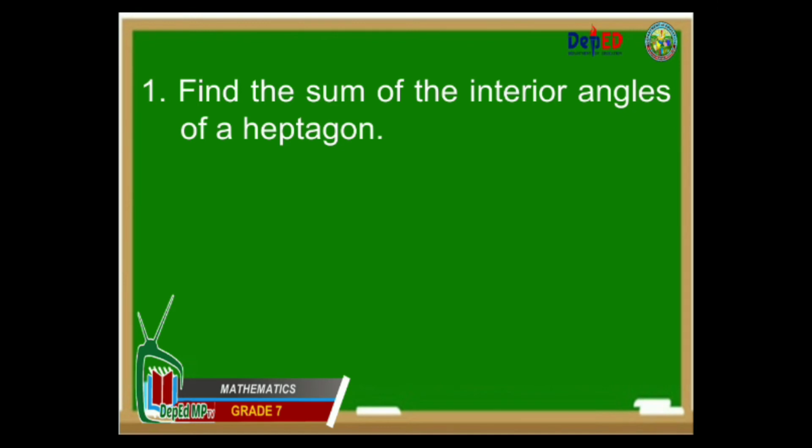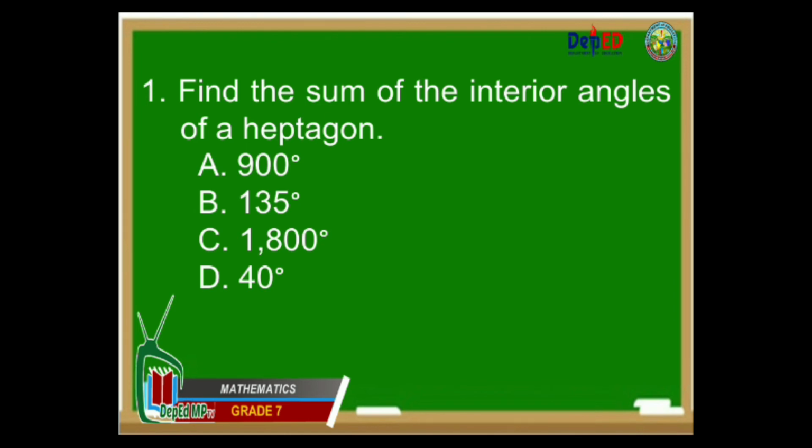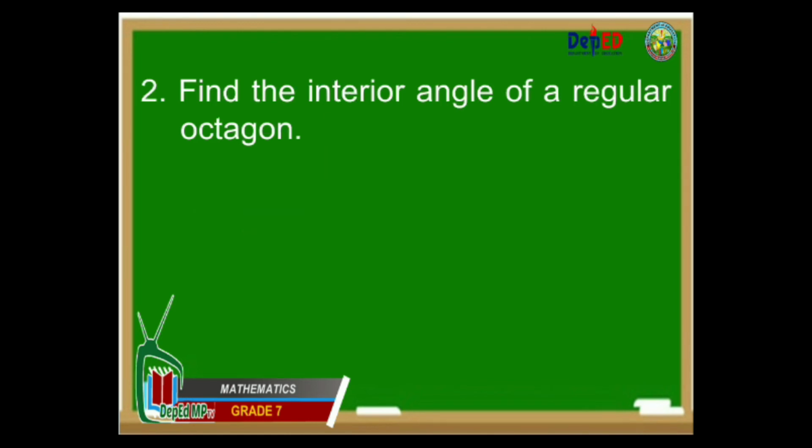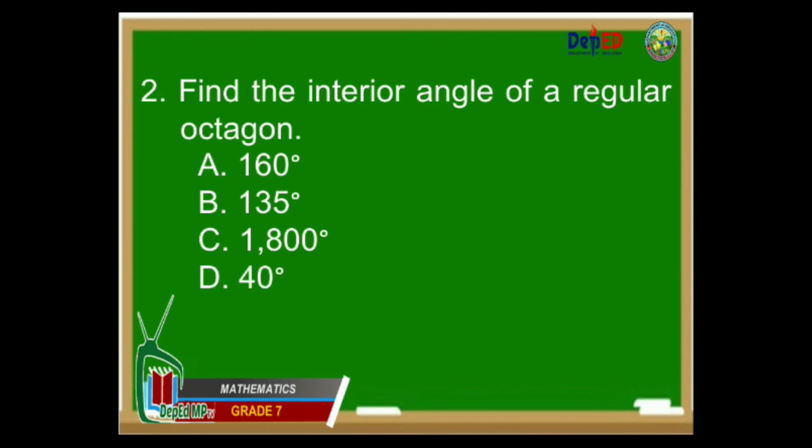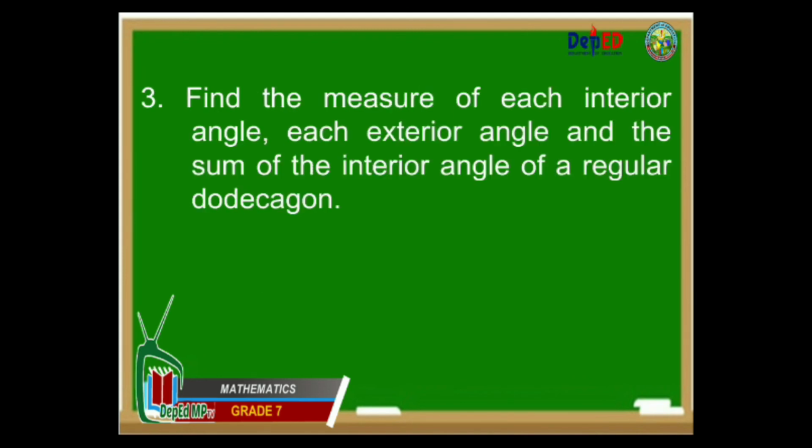Number 1. Find the sum of the interior angles of a heptagon. Letter A, 900 degrees. Letter B, 135 degrees. Letter C, 1800 degrees. Letter D, 40 degrees. Number 2. Find the interior angle of a regular octagon. Letter A, 160 degrees. Letter B, 135 degrees. Letter C, 1800 degrees. Letter D, 40 degrees.